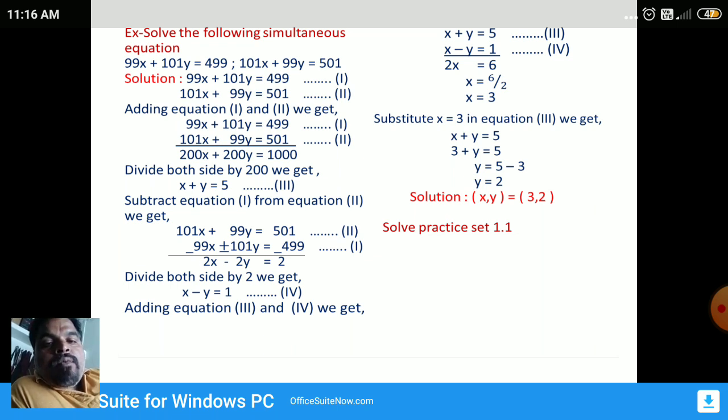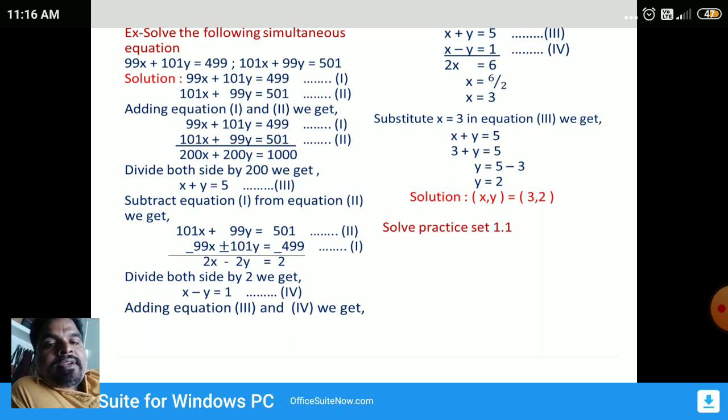Then 101x minus 99x is 2x, 99y minus 101y is minus 2y, is equal to 501 minus 499, which is 2. Then divide both sides by 2, we get x minus y is equal to 1. Now this is equation number 4.